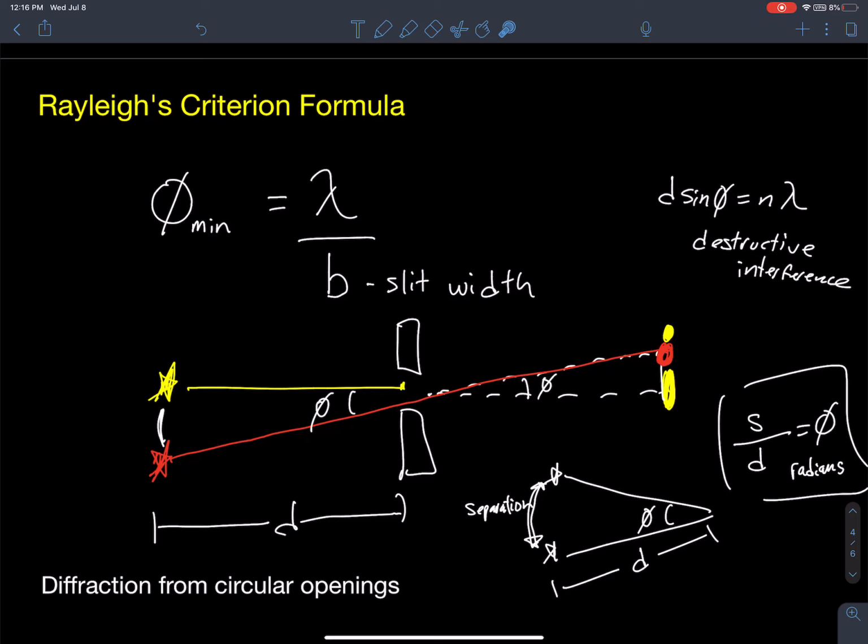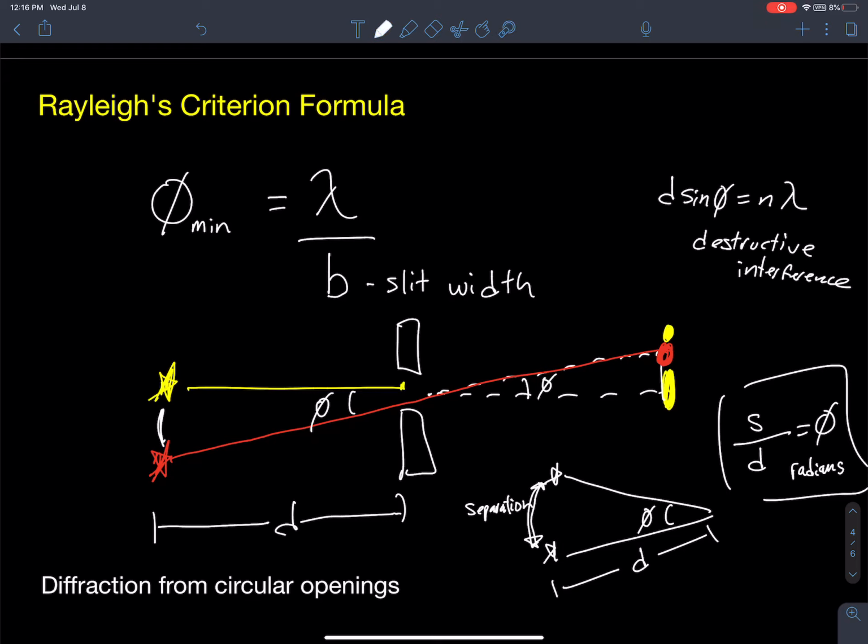All you really need to know for resolution is how to apply this formula that's inside of your data booklet. So theta minimum, which is my angular separation in radians, is equal to the ratio of the wavelength of light divided by my slit width. And that's it. So if I took my slit width and multiplied it by the angular separation, that would give me the minimum wavelength of light, and so on. You can play around with that formula.